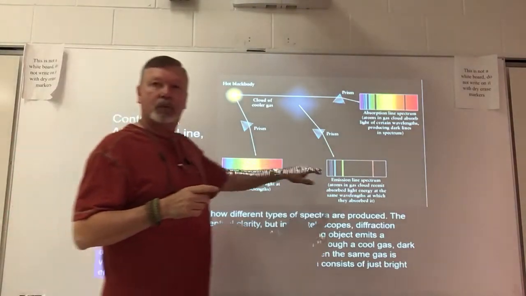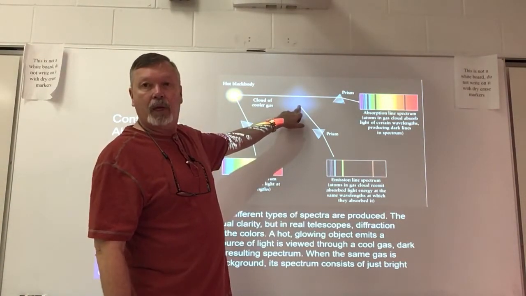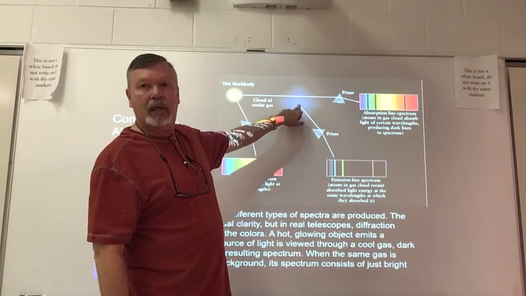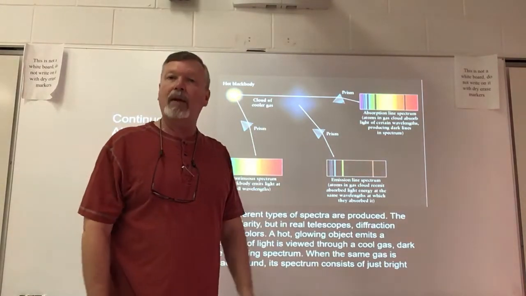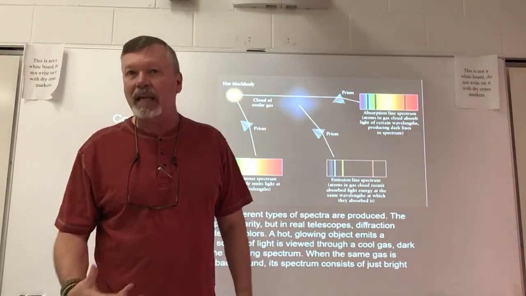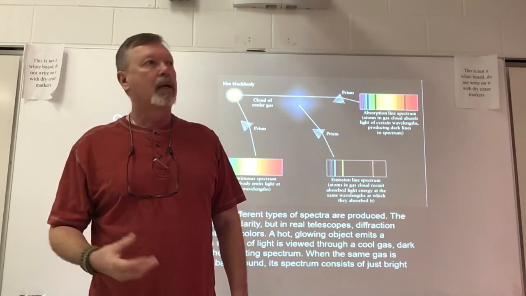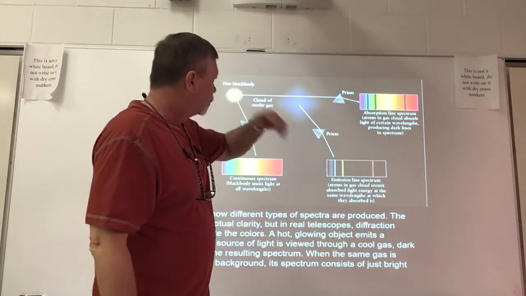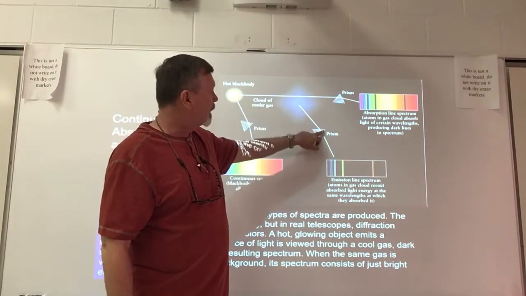Now, if you look at this one here, you'll notice that the line for the light path starts here at the cloud of gas. So what is this telling you? That the source of light is coming from the cloud of gas. This cloud of gas is now emitting specific frequencies of light, okay? So I've got the cloud of gas emitting light. It passes through the prism.